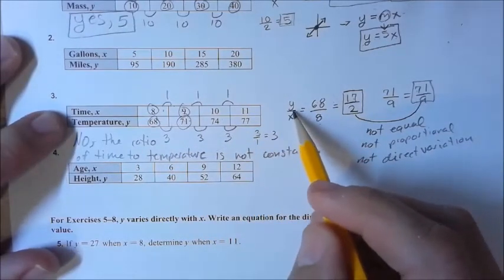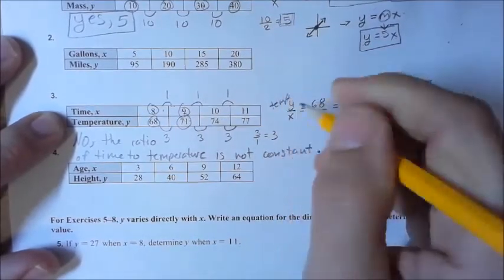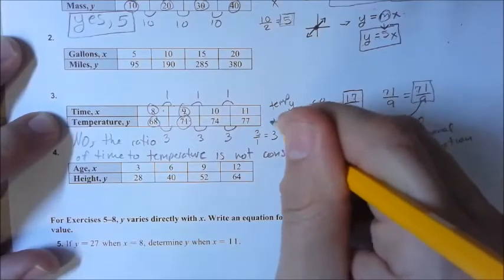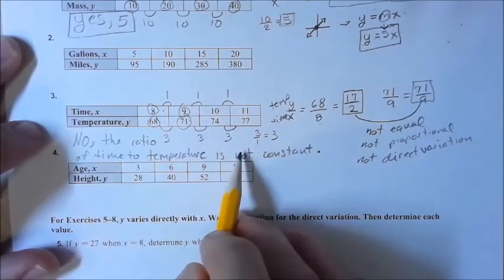If we take a look at it, what do we have right here? On top, this y represents our temperature. I'm just going to put temp. And on bottom, this represents our time. So we're just setting up a ratio of time to temperature. And it was not constant.